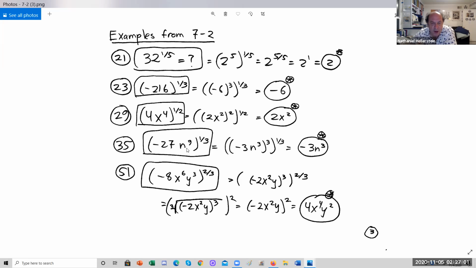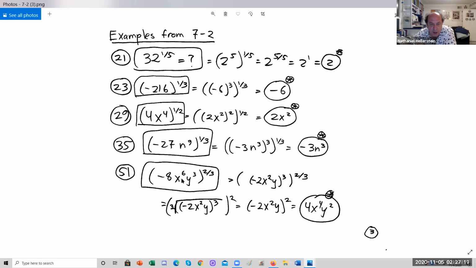Negative 27 n to the 9th, all to the 1/3 power. Well, negative 27 is negative 3 cubed. n to the 9th is n cubed cubed, because 3 times 3 is 9. A third power and a 1/3 power cancel, leaving negative 3n cubed.